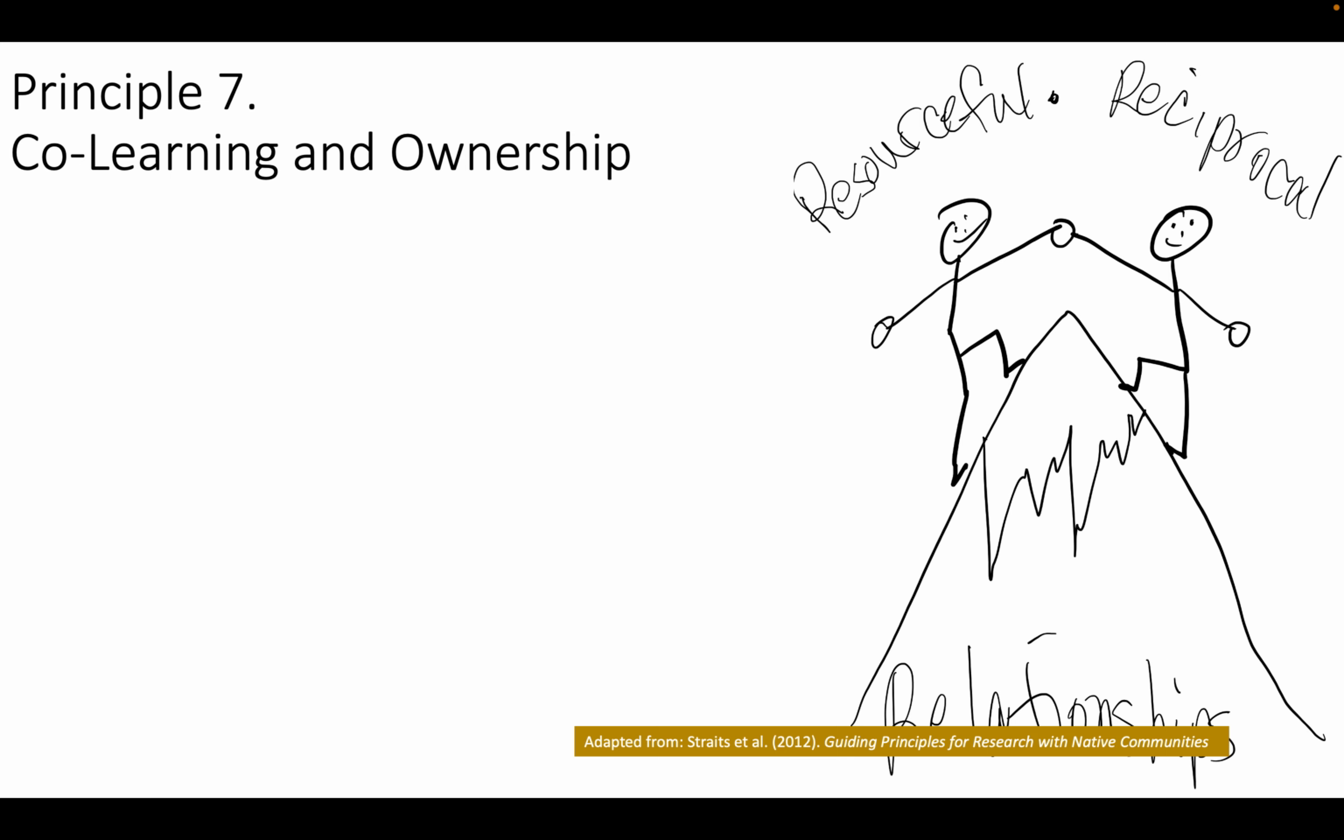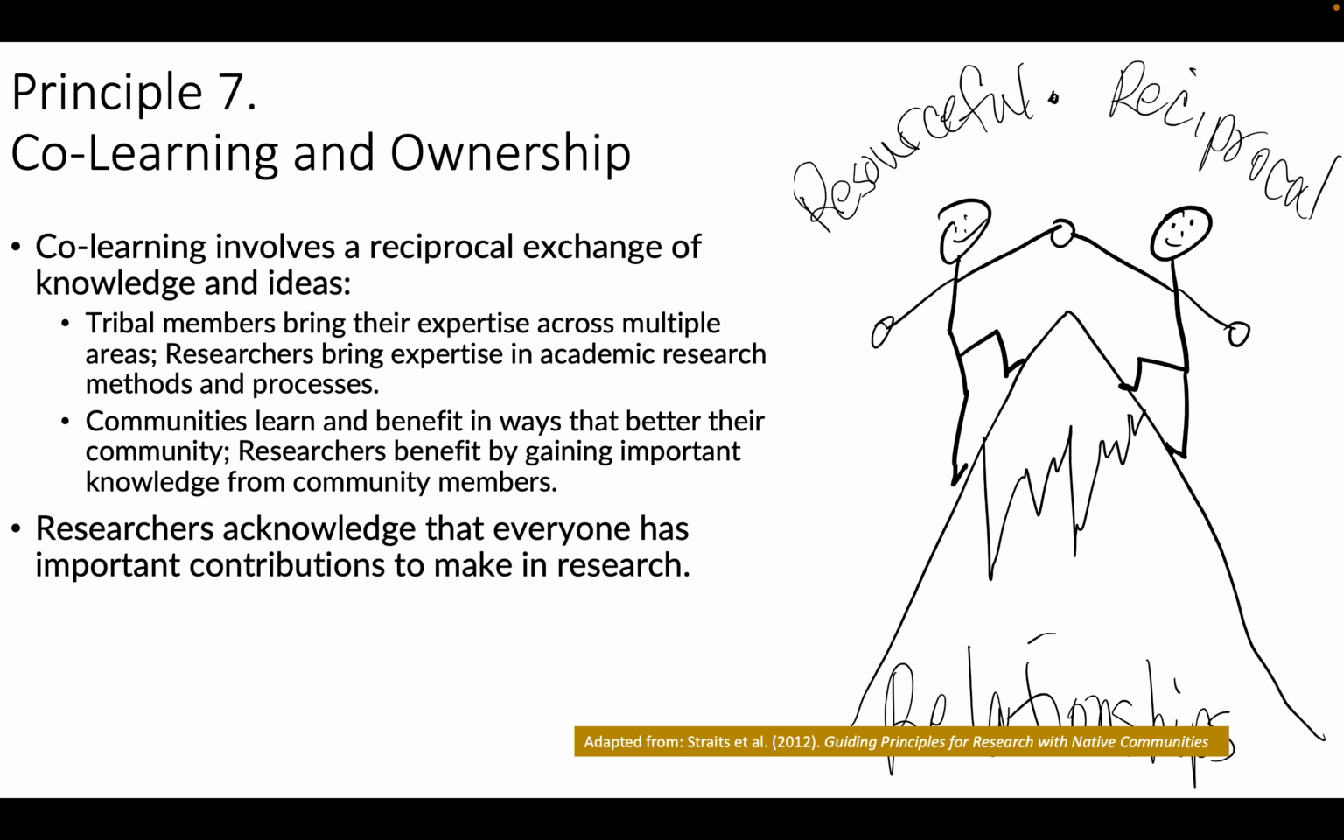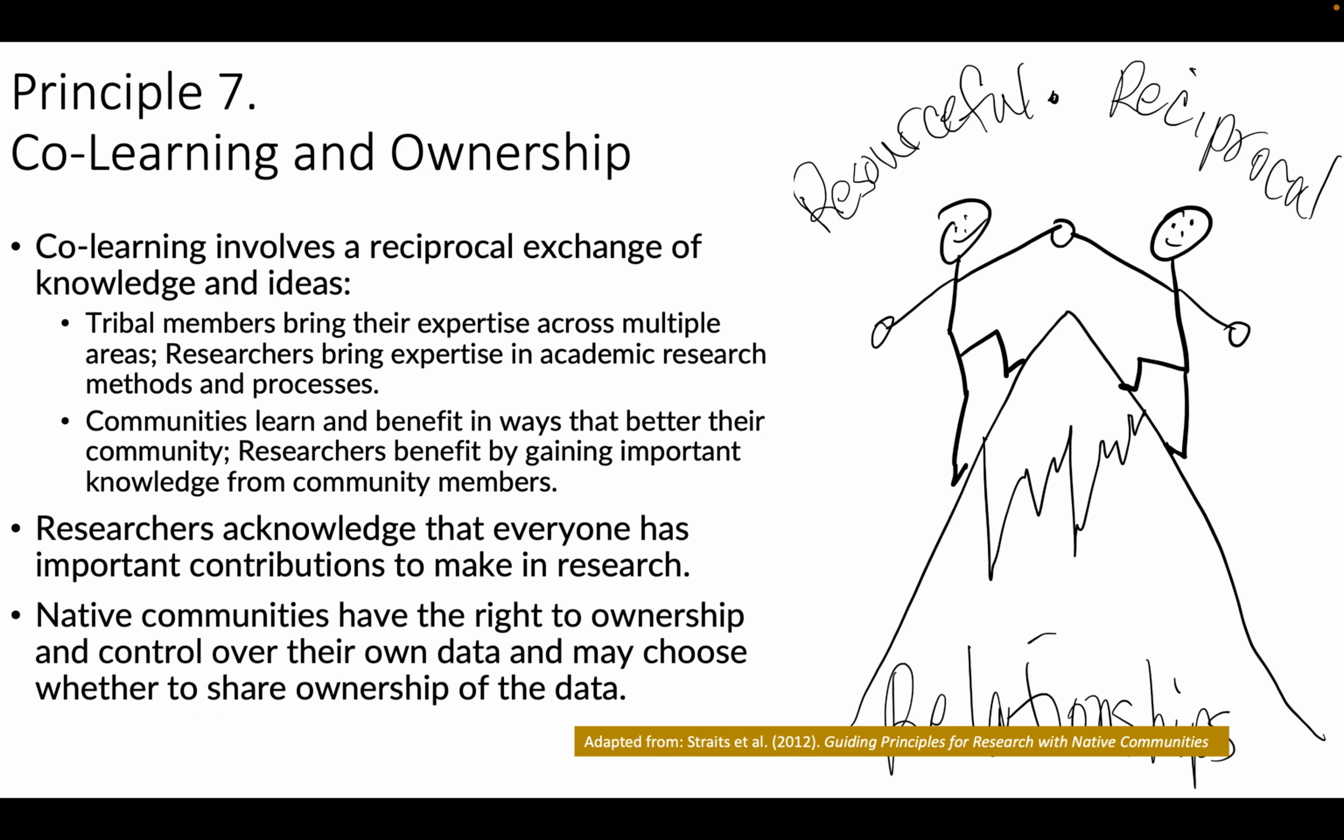Principle 7, co-learning and ownership. Co-learning involves a reciprocal exchange of knowledge and ideas. Tribal members bring their expertise across multiple areas. Researchers bring expertise in academic research methods and processes. Communities learn and benefit in ways that better their community. Researchers benefit by gaining important knowledge from community members. Researchers acknowledge that everyone has important contributions to make in research. Native communities have the right to ownership and control over their own data and may choose whether to share ownership of the data.